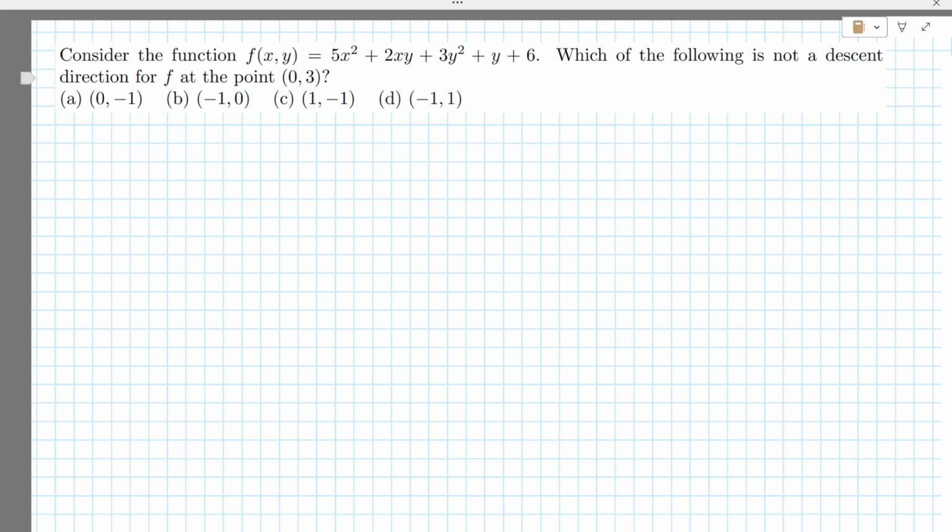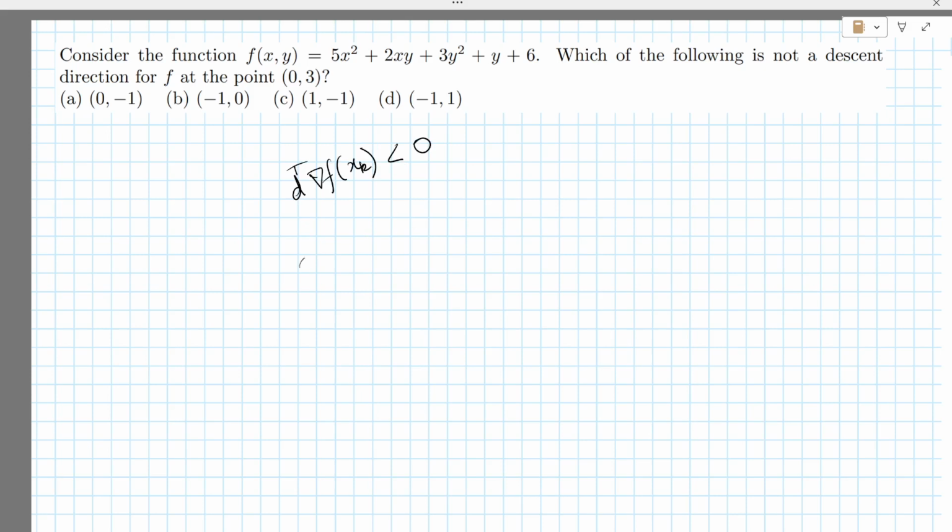A descent direction should mean: take the derivative, find the angle between the gradient and the direction, so basically do a dot product. If it is positive, it is an ascent direction. So for descent, the dot product should be negative. So the gradient dotted with the direction should be less than zero.